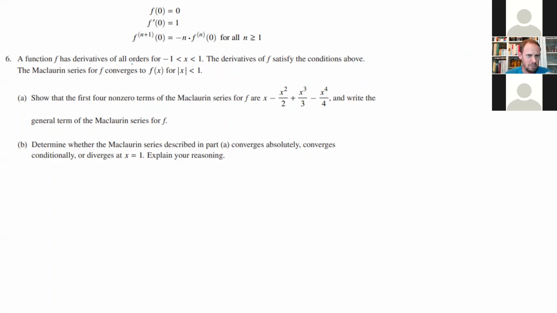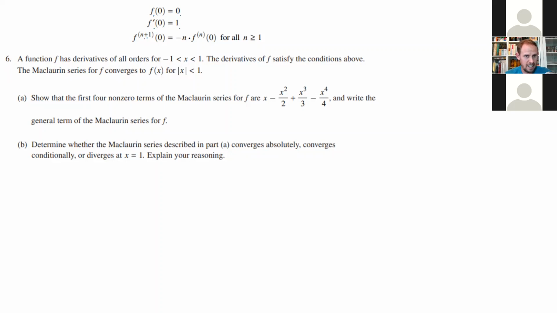So a function f has derivatives of all orders for x in the interval from -1 to 1. The derivatives of f satisfy the conditions above. The Maclaurin series of f converges for x within that interval. And f of 0 is 0. f prime of 0 is 1.